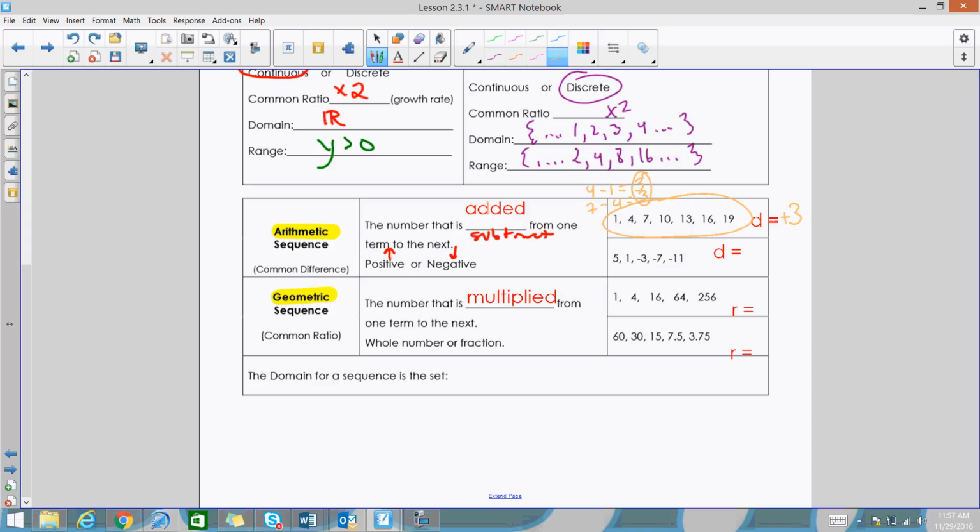1 plus 3 is 4. 4 plus 3 is 7. 7 plus 3 is 10, so on and so forth.